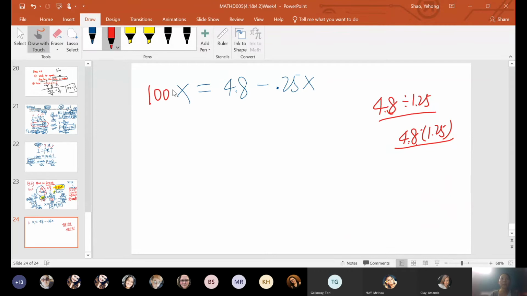The reason Melissa chose 100. Melissa, can you explain why you chose 100, not 10? Yeah, there's 2 decimal places at the most. The one has 1, one has 2, so you need 2 zeros.